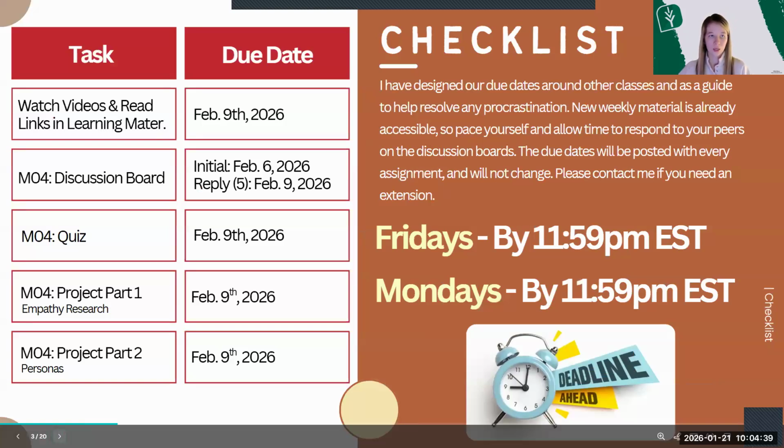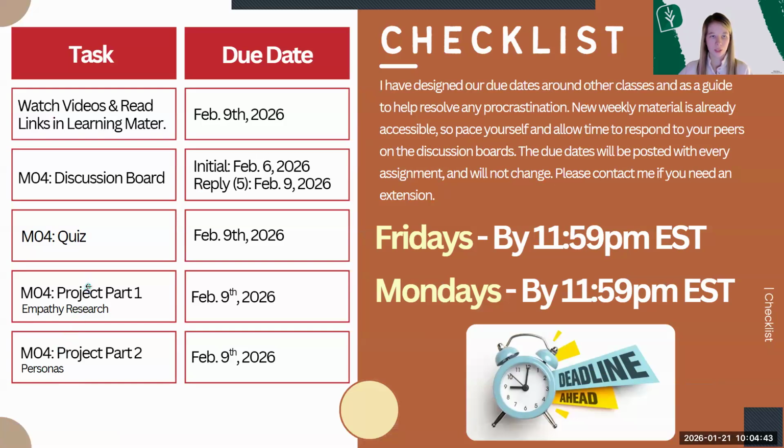Checklist for this week. We have learning materials February 9th. Your discussion board initial post needs to be in by February 6th so that your peers can give you replies. This week, you are going to be doing 5 replies by February 9th. You have your quiz on February 9th. And then we're going to start our project, part 1 and part 2, empathy research and our personas, and those are both going to be February 9th. And those are the days.